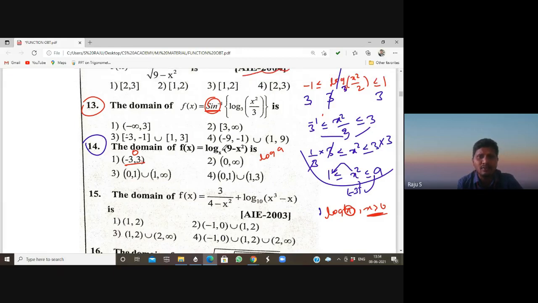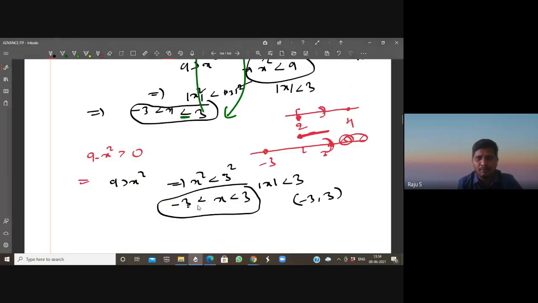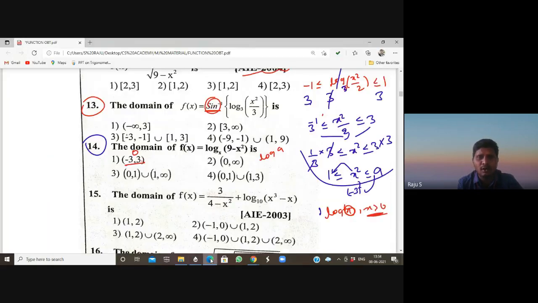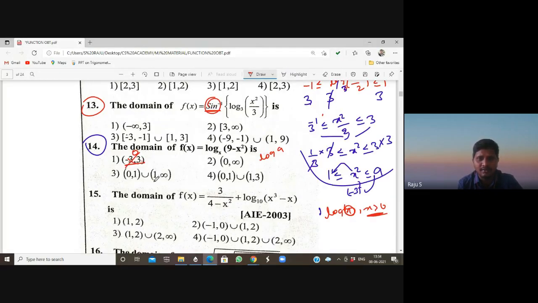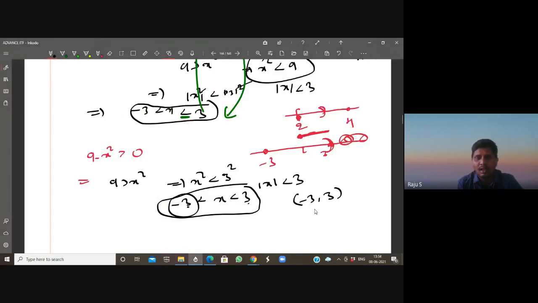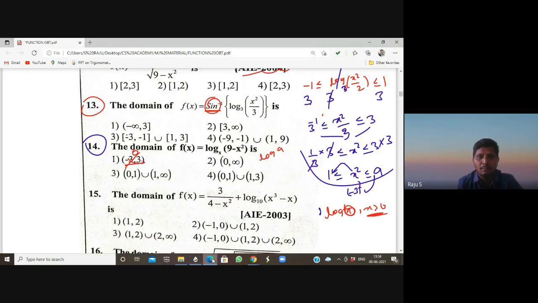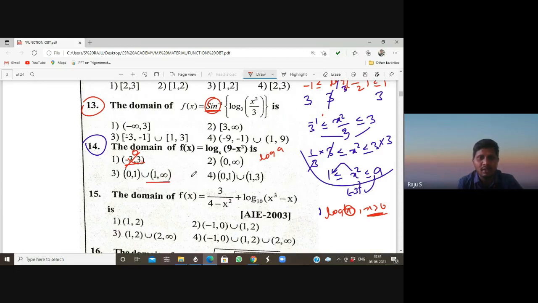In the same way, the base also should not be negative. See here, if we simplify that, we get minus 3 to 3. What about minus 3, minus 2, minus 1? Negative values, we should not take them. And the maximum value is 3. We should not take an x value more than 3. Maximum value 3 only.